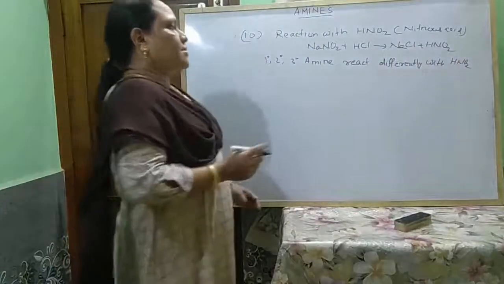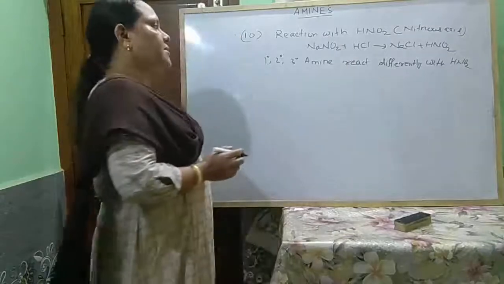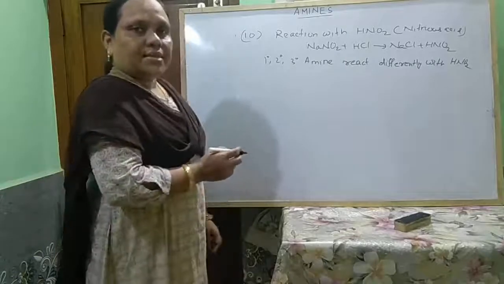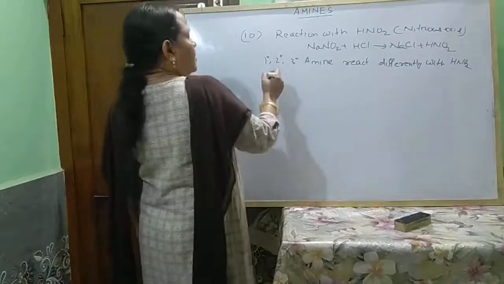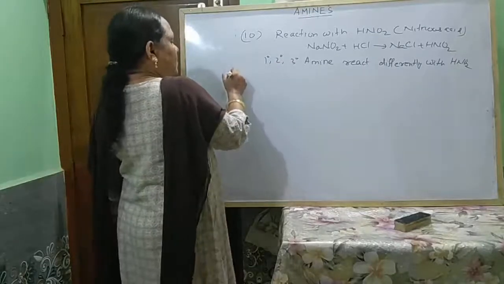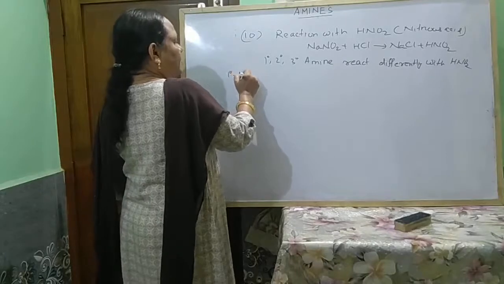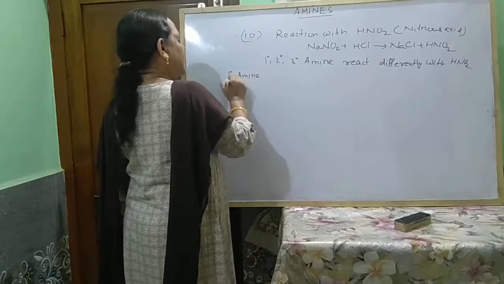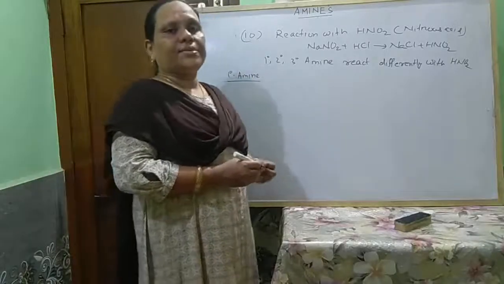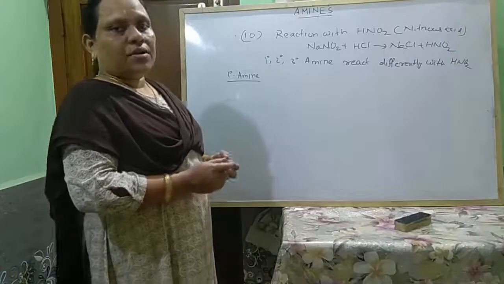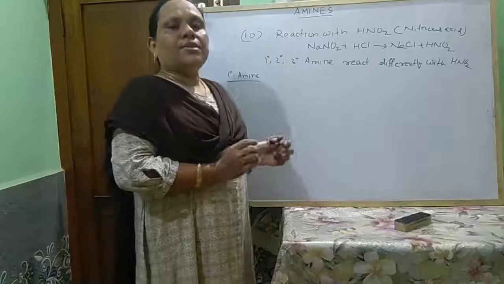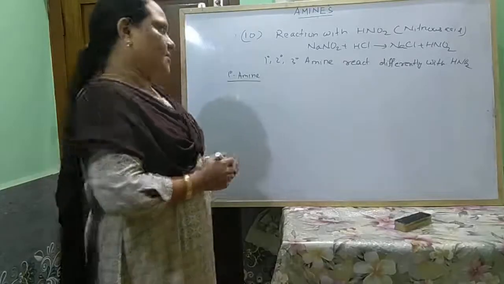Observing the reaction of nitrous acid with different types of amines, we can distinguish between primary, secondary and tertiary amine. So this is also a distinguishing test between primary, secondary and tertiary amines. Let us look at some examples. Primary aliphatic amines react with nitrous acid at low temperature as well as at room temperature to form alcohol with evolution of nitrogen gas.